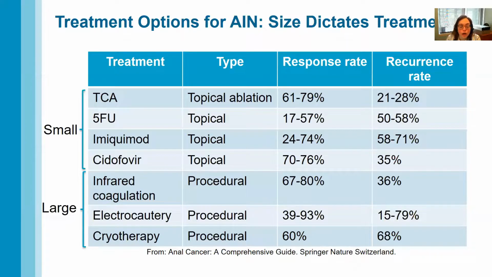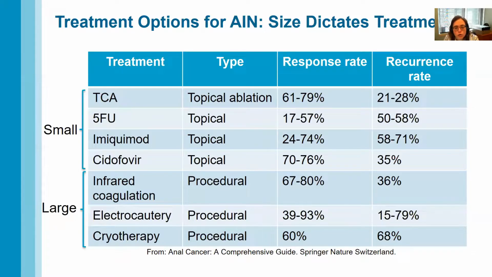Now, what are the treatment options for anal intraepithelial neoplasia? The short answer is that size dictates treatment. Lesions that are small are typically treated with topical means, and then large lesions require procedures such as infrared coagulation, electrocautery, and cryotherapy.